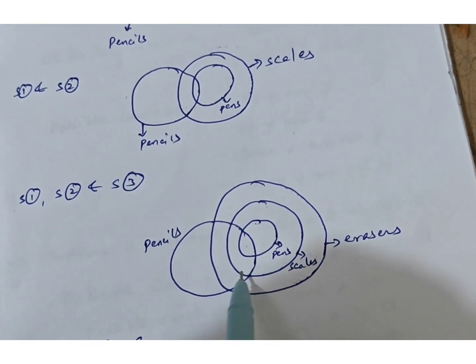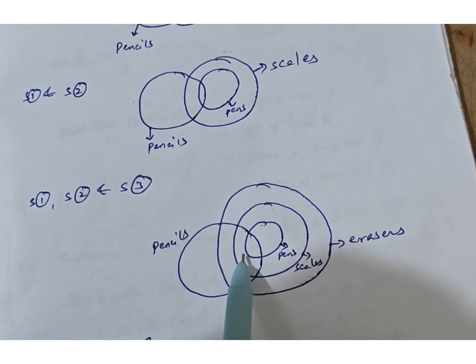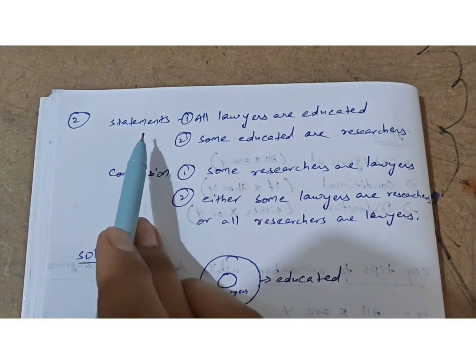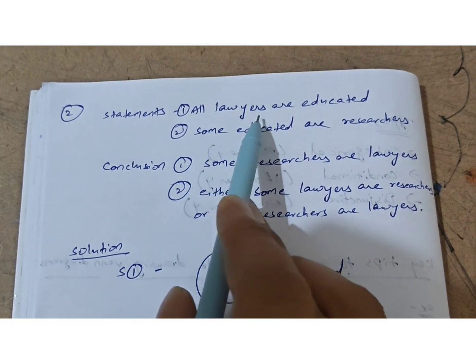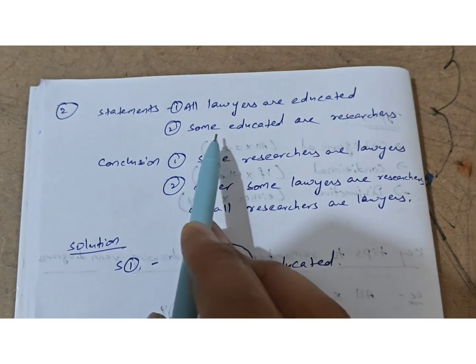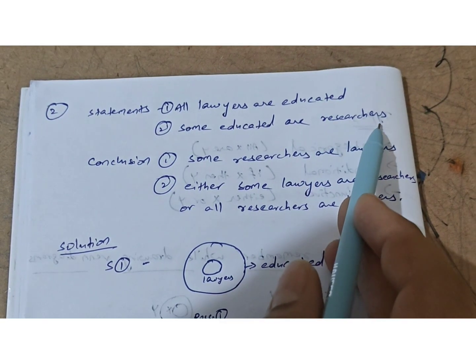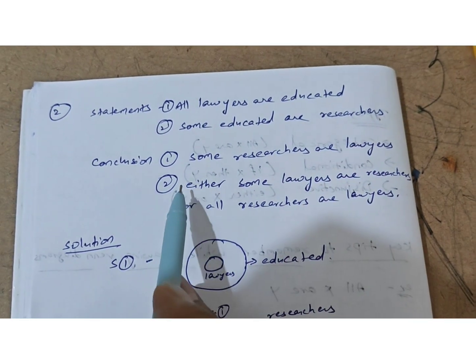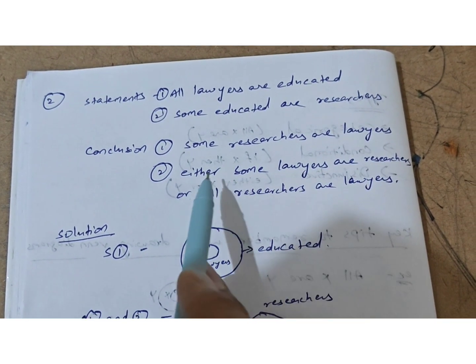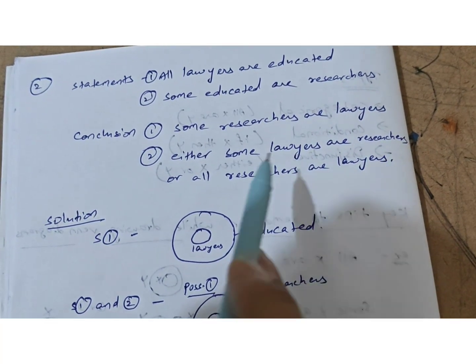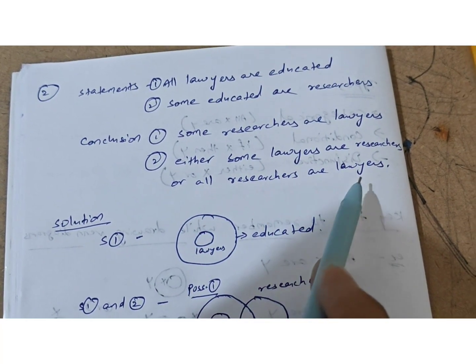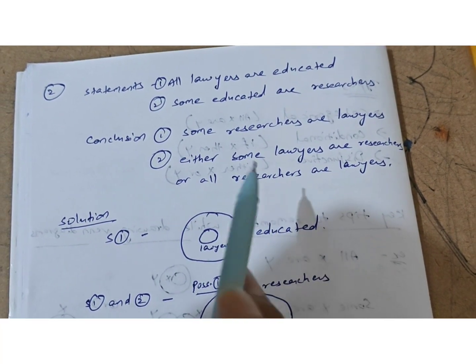Now let's take one more example for either-or case conclusions. The statements are: all lawyers are educated and some educated are researchers. And here the conclusions go: some researchers are lawyers, and either some lawyers are researchers or all researchers are lawyers. We will do the solution using Venn diagrams.